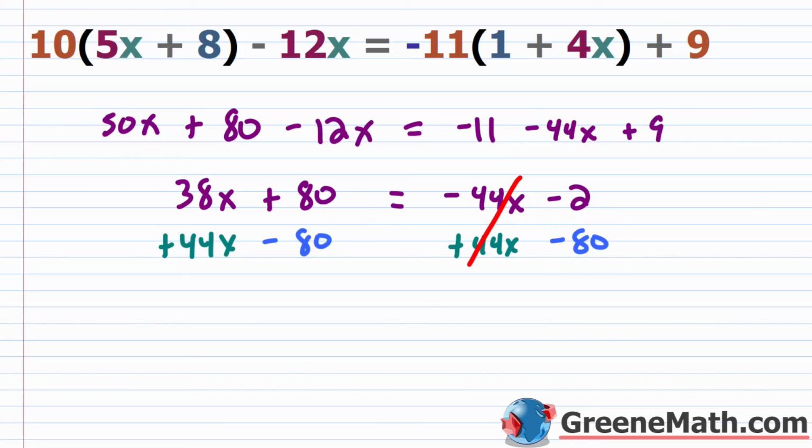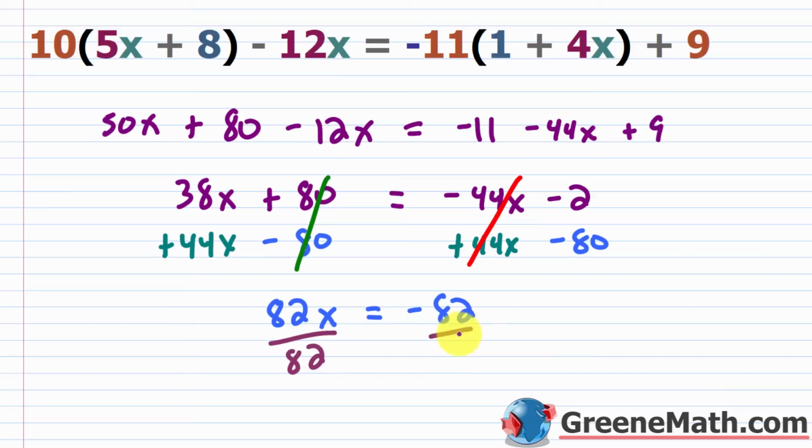And so what's going to happen here is that this guy is going to cancel. What happens is on the left, I just have my variable terms, and on the right, I just have my constants. Okay, so I just have to simplify. What is 38x plus 44x? Well, that's going to give me 82x. So let's write that we have 82x here on the left. On the right, what is negative 2 minus 80? That's going to be negative 82. And of course, once we have it in this format, we just want to divide both sides of the equation by the coefficient of x.